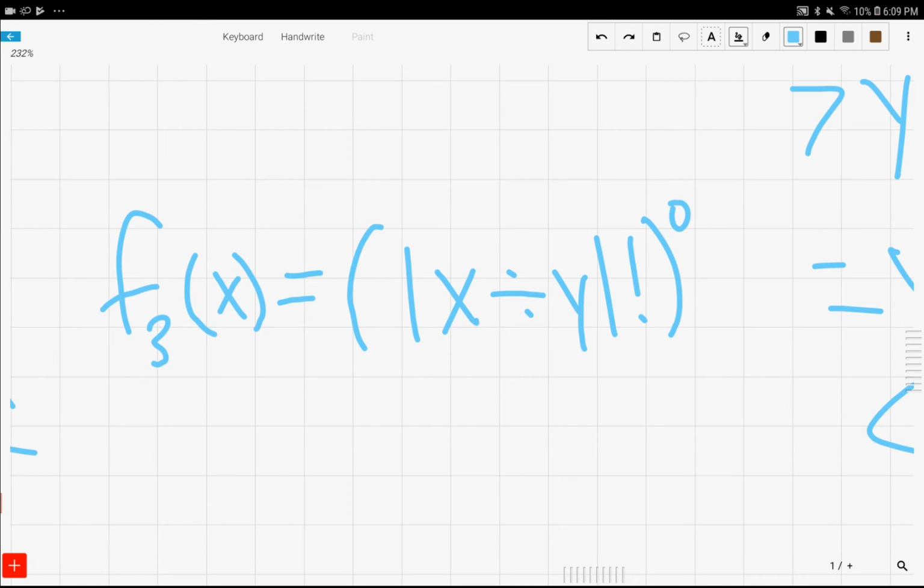Now, in the case that x is not a multiple of y, then let's say x divided by y gives us 0.2. Then we'll have the factorial of 0.2. However, we can't factorial a decimal number, so it'll just give us an error.